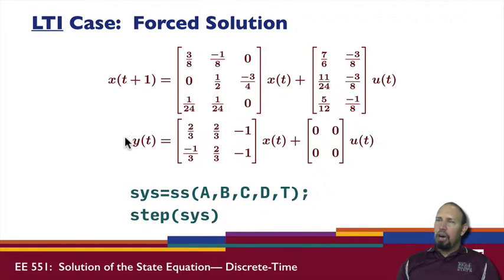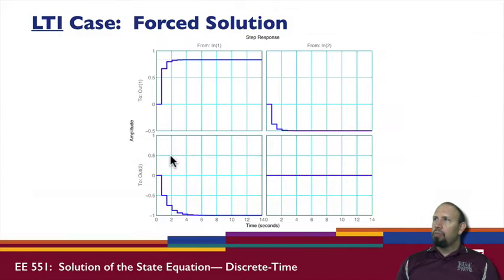input at each output. So here we have 2 inputs, because we have 2 columns, and here we have 2 outputs because we have 2 rows. And so we have 2 inputs, 2 outputs, and so we would actually get 4 plots altogether, one for each input associated with each output. And so the result looks like this.